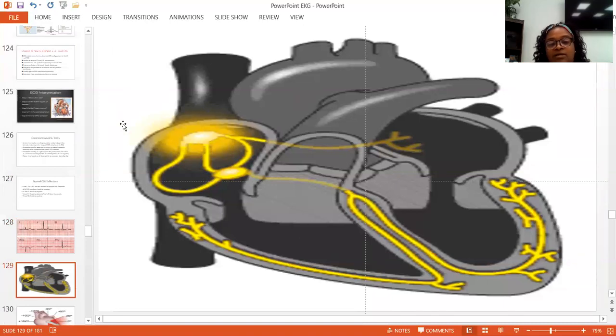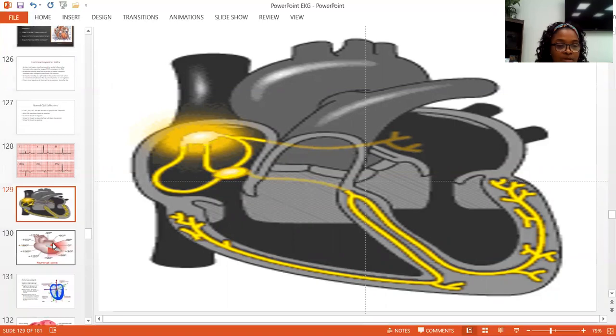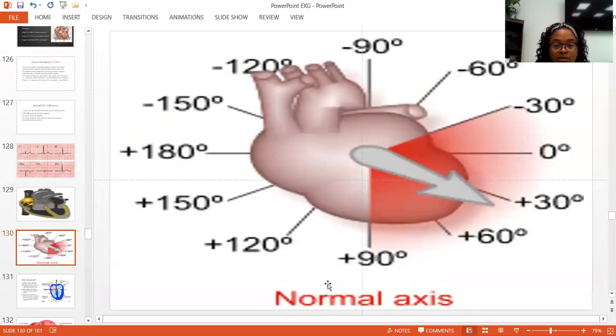Okay, so let's take a look at this slide. This slide shows the SA node firing. Here's our AV node, and then there's the impulse coming down through the ventricles. Here's just an illustration of a normal heart axis.